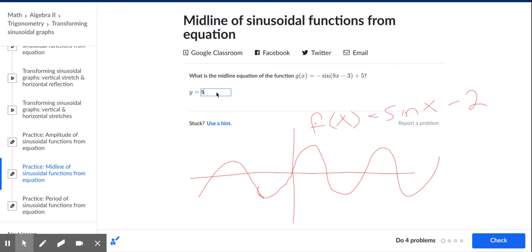It's always going to be that number that's not part of the sine function. It's going to be whatever number is added after the sine function, added or subtracted, right? And it's going to have the same sign. So if this had been -5, then this would be -5, +5, +5. The sign stays the same. So that is how to find the midline of a sinusoidal function from an equation. It's pretty straightforward.